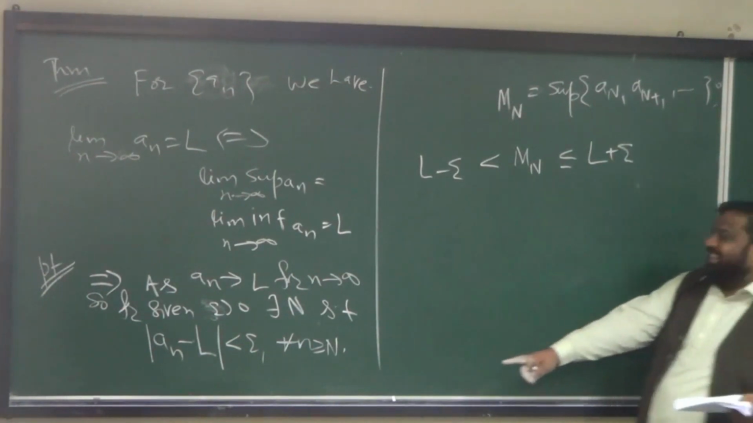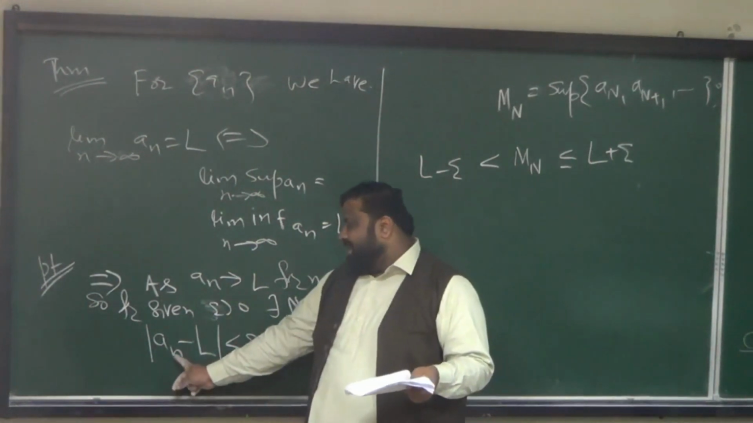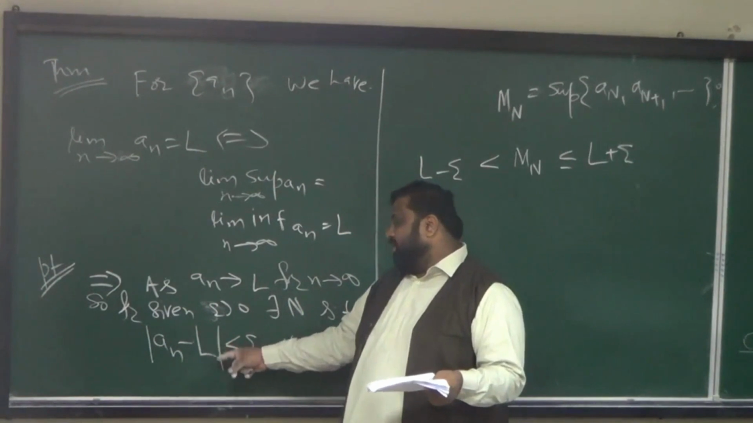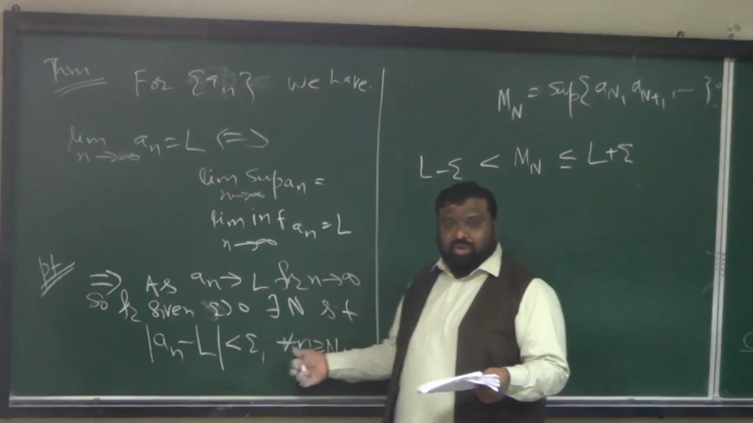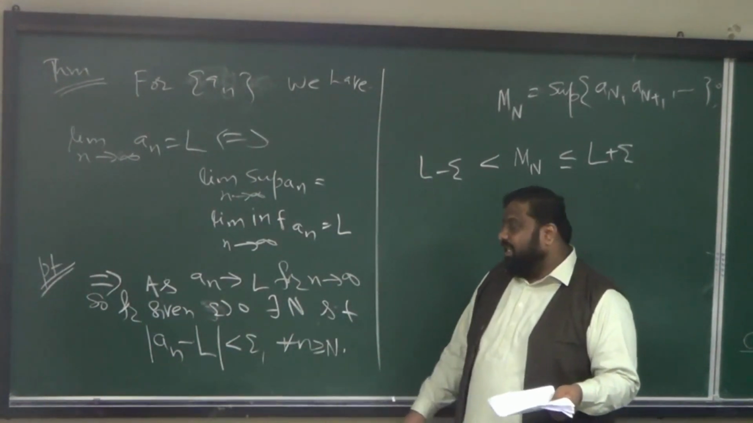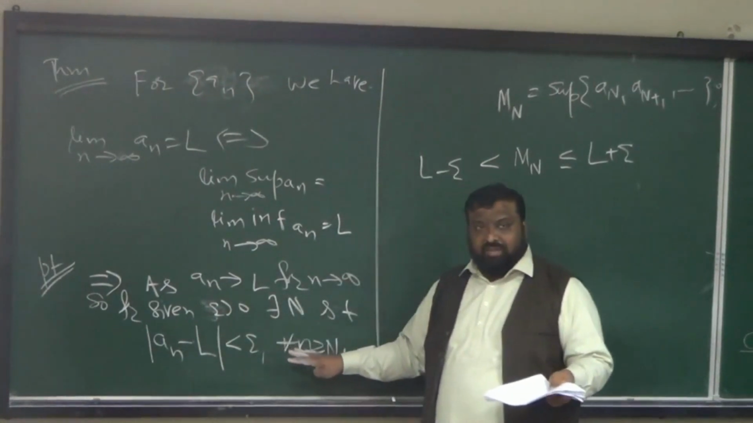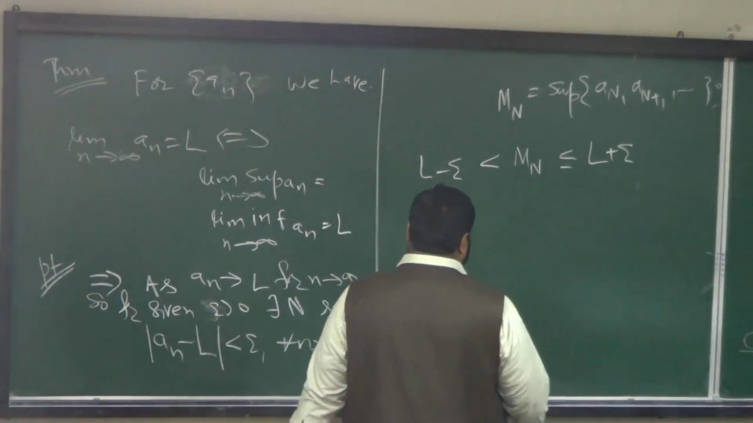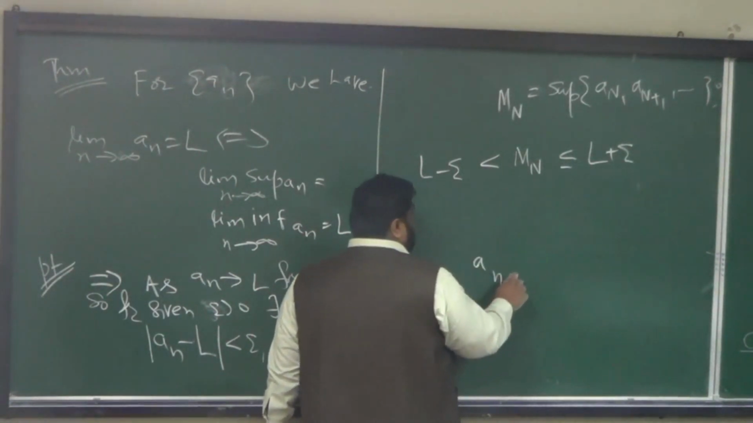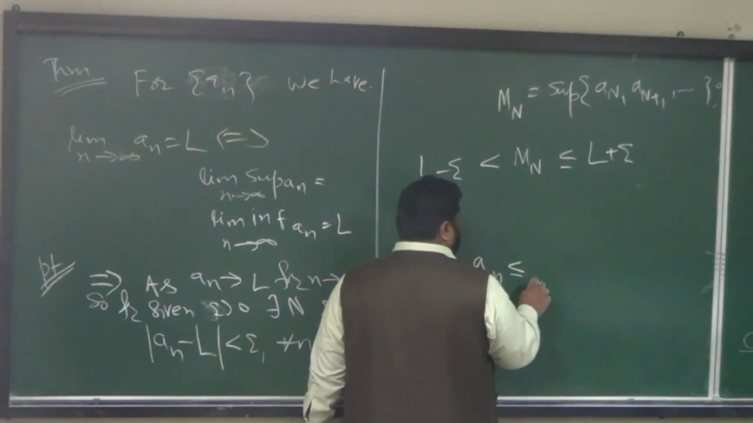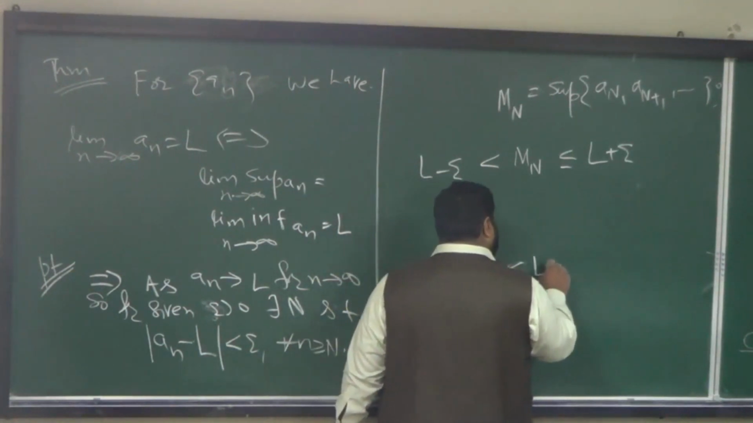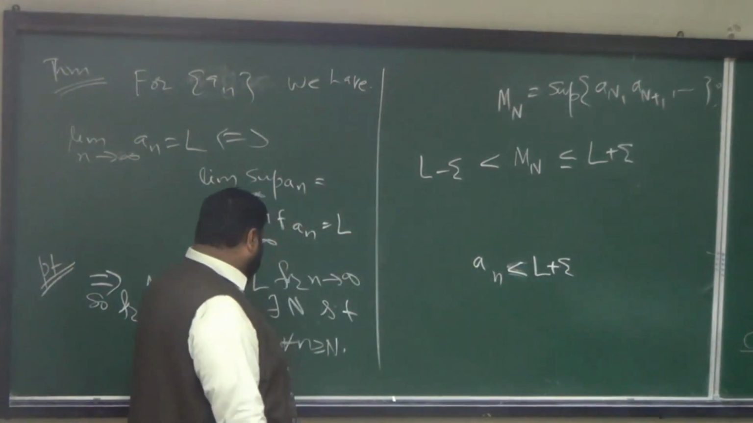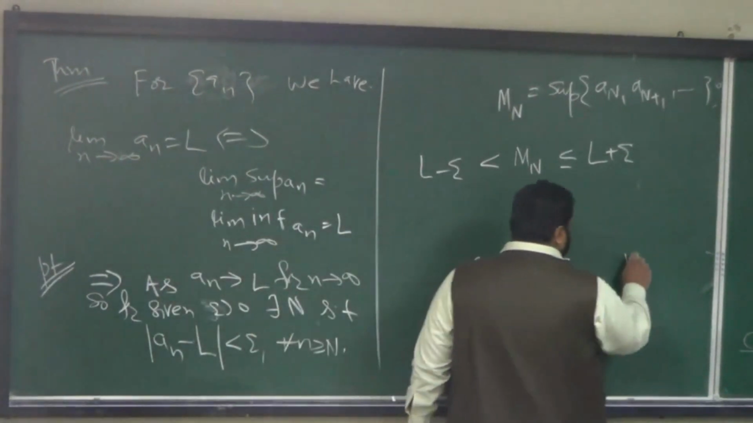So we are saying that |An minus L| is less than epsilon. So it's like An is smaller than L plus epsilon for all n bigger than or equal to that. So you're going to say that the supremum is also going to satisfy that condition. Why should this be the case? If you want to see it explicitly, An is less than L plus epsilon for all n bigger than or equal to N.